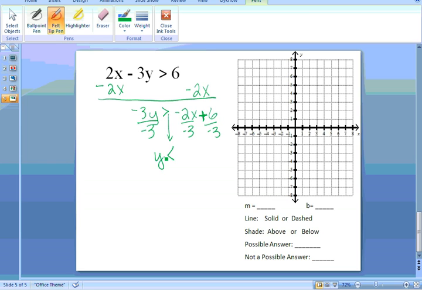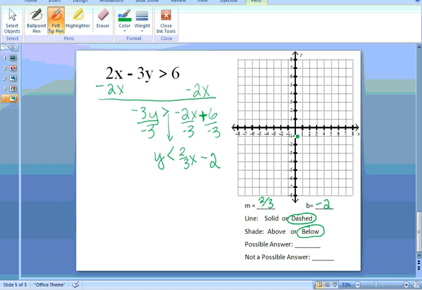So I'm left with a y. Negative over negative is a positive 2/3 x. Positive over negative is a negative. 6 divided by 3 is 2. So now my slope is 2/3. My y-intercept is -2. I do not have an equal sign, so it's going to be dashed. And my y's are smaller than, so I'm going to shade below.